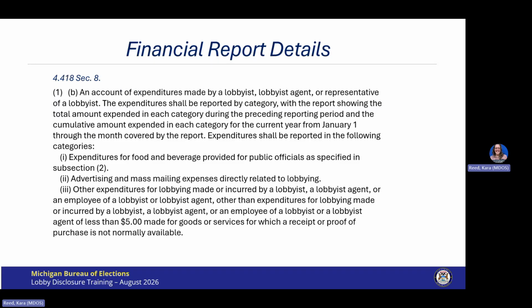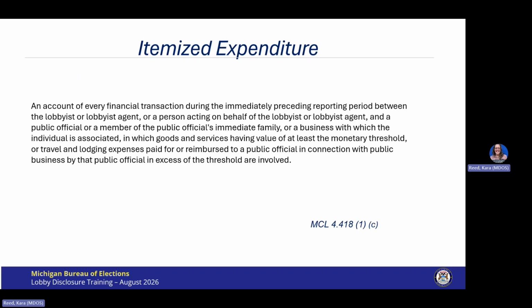The requirements for a financial report include a brief description of your lobbying activity, an account of your expenditures for the reporting period. This is where you provide a brief description of the specific lobbying activity that occurred during the reporting period. An account of your expenditures by category. These are food and beverage, advertising and mass mailing, and other expenditures for lobbying. Now, there is more to the financial report, so I'm going to go into even more detail.